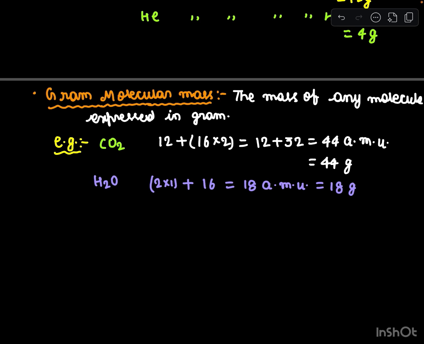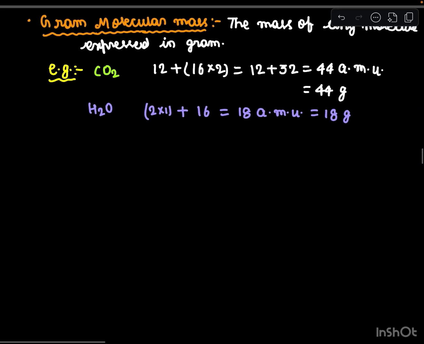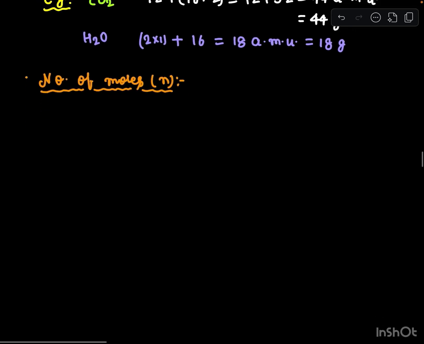Next, our main topic is number of moles. We'll represent it with small n. What is number of moles? Mathematically, we can define it simply: number of moles is equal to mass by molar mass. Molar mass means whatever the molecular mass of the substance or the element is, we will represent it as molar mass.